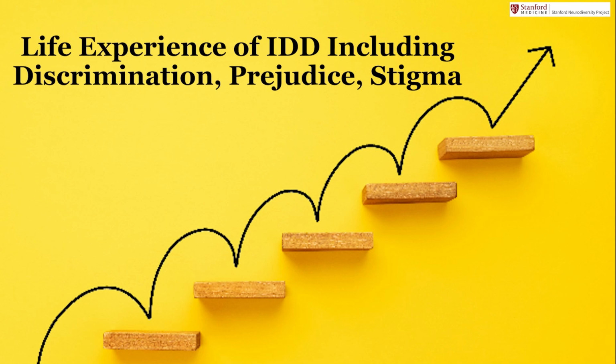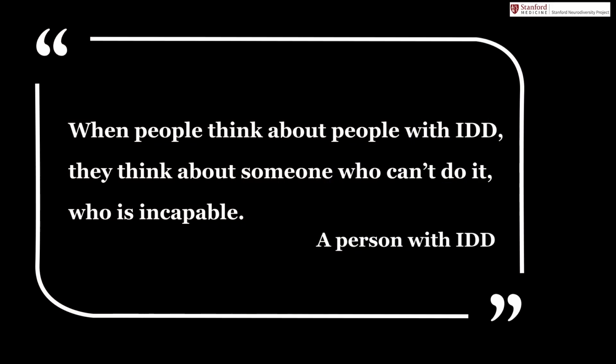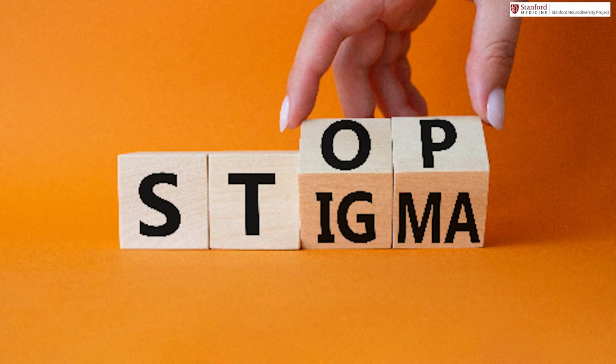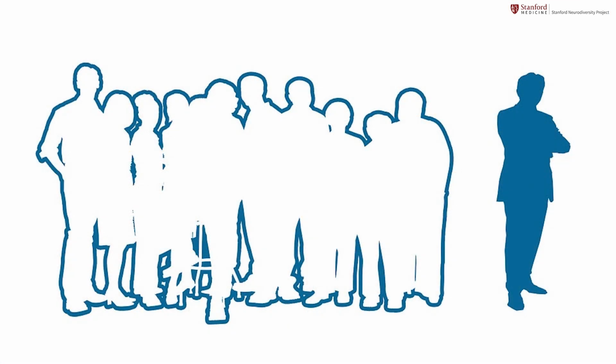Life experience of IDD including discrimination, prejudice, stigma. When people think about people with IDD, they think about someone who can't do it, who is incapable. People with IDD often experience various forms of stigma, prejudice, and discrimination from society, which tend to cause marginalization, dependency, and exclusion. Now, picture yourself as an individual with IDD. What differences would that make to your childhood, school years, and adult life?